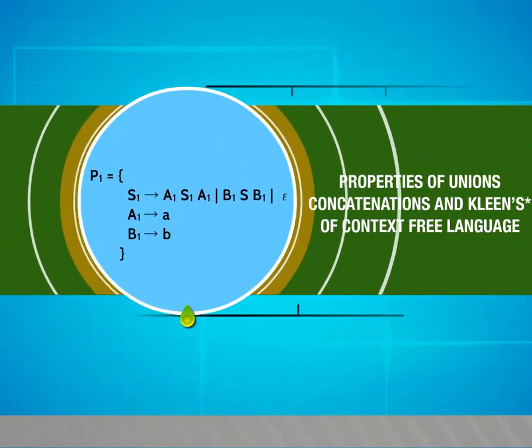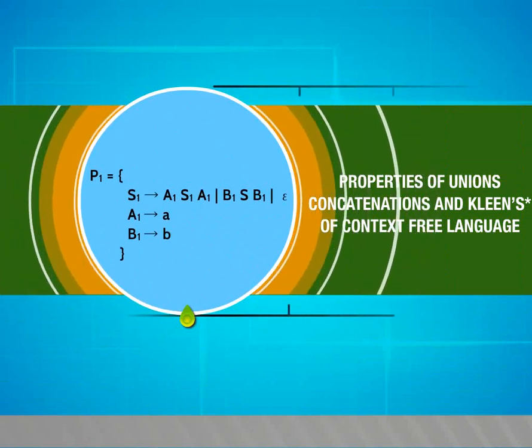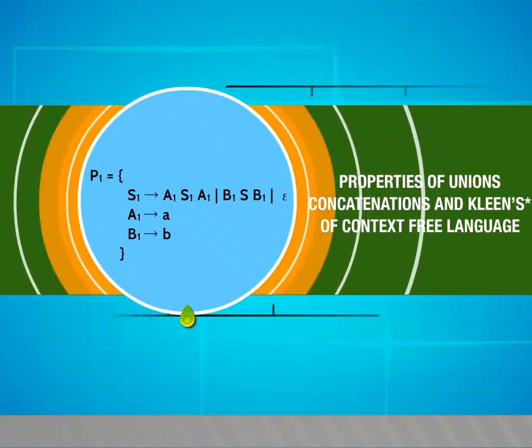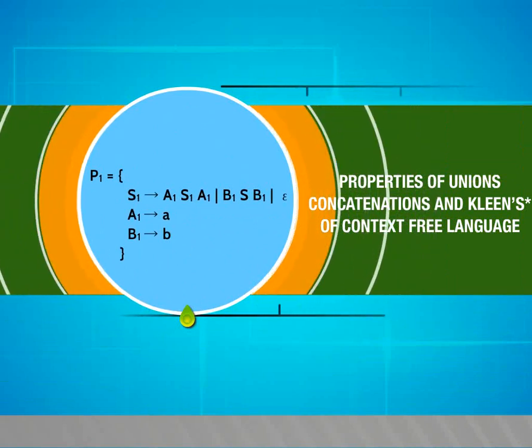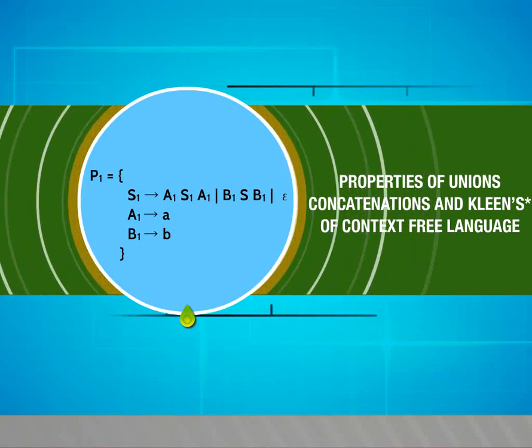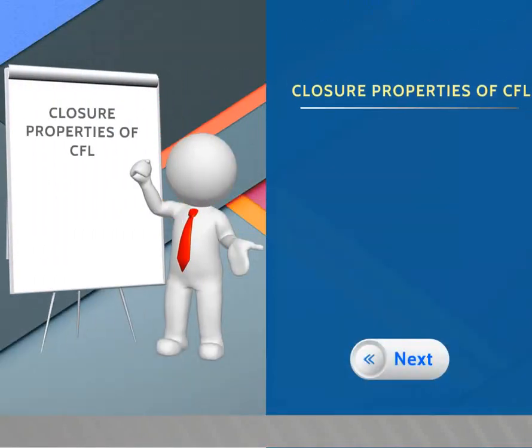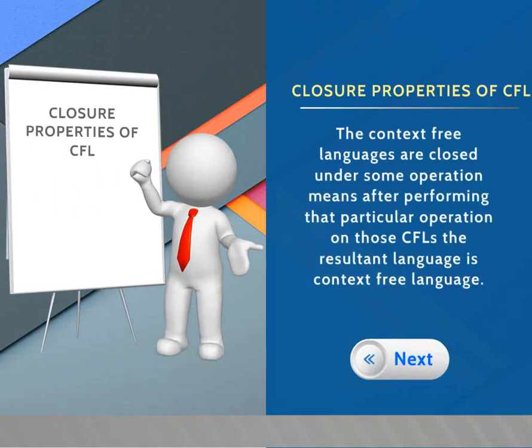Properties of unions, concatenations, and Kleene closure of context-free language. In this video, we are going to see about properties of unions, concatenations, and Kleene closure of context-free language. Closure properties of CFL. The context-free languages are closed under some operation means after performing that particular operation on those CFLs, the resultant language is a context-free language.